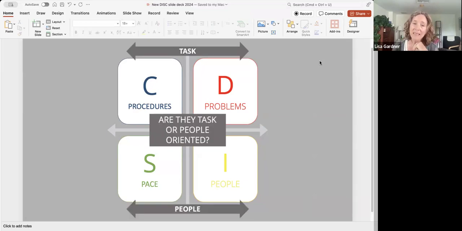You also want to ask, are they task or people oriented? If you're task oriented, you're going to be high C or high D. If you're more people oriented, high S or high I.